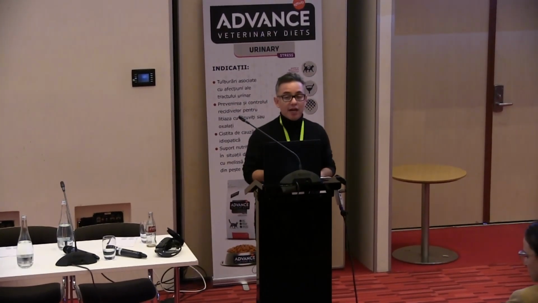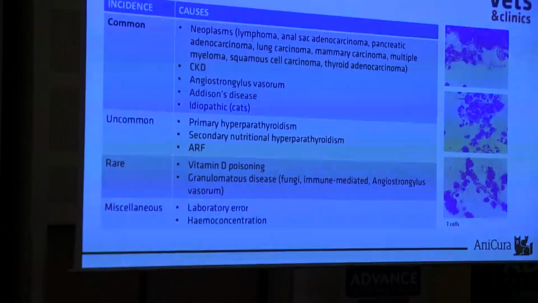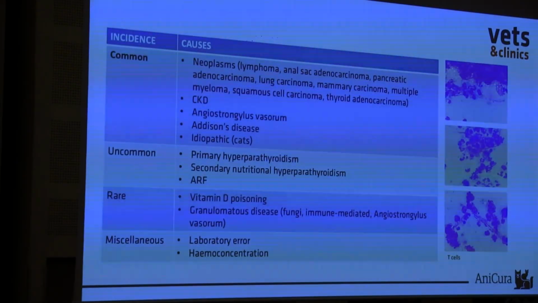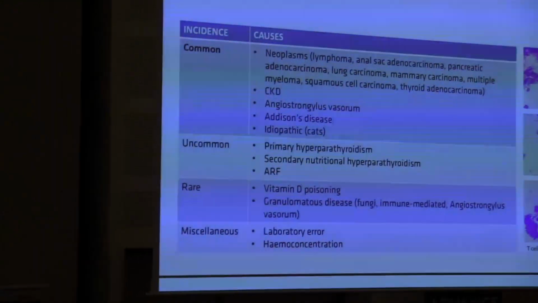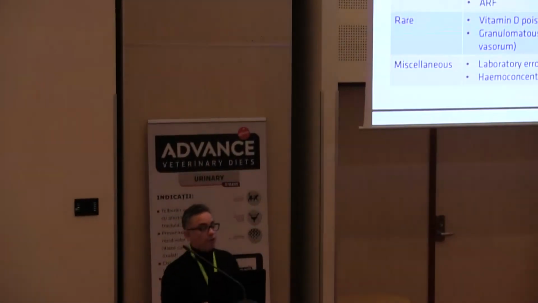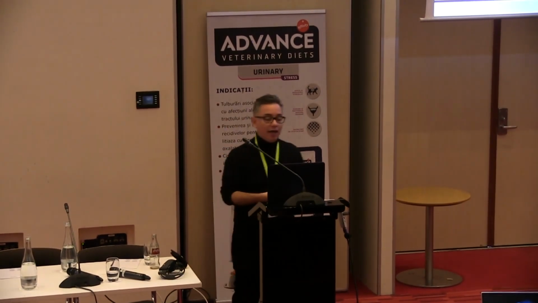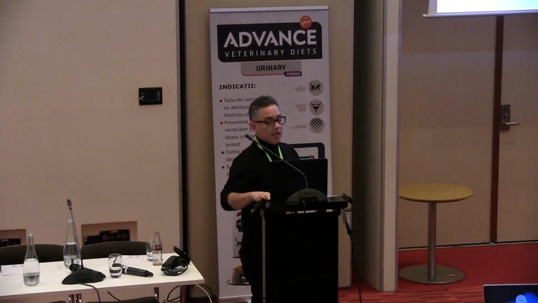When I see a dog or cat with hypercalcemia, here's a table with all the differential diagnoses, from the most common to the most rare or miscellaneous causes. When we see a patient with hypercalcemia, we have to think of different tumors like lymphoma, anal sac adenocarcinoma, pancreatic adenocarcinoma, etc., CKD, and Angiostrongylus vasorum. Do you have this kind of parasite here in Romania? No? Okay. Addison disease, don't forget that Addison can produce hypercalcemia, and idiopathic in cats. But in cats, you have to rule out all the causes of hypercalcemia to confirm idiopathic hypercalcemia.